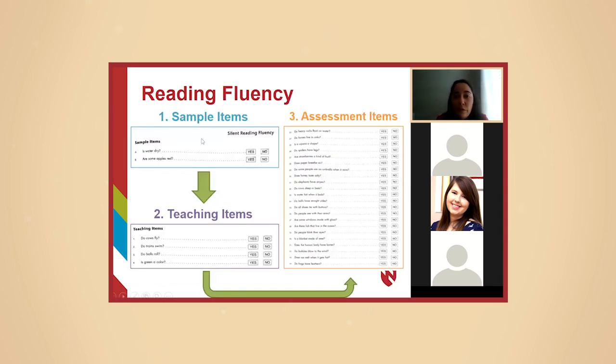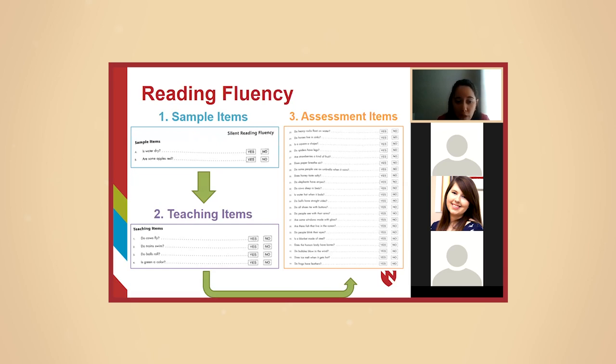So this is reading fluency. For reading fluency, there are sample items. Before we start the fluency test, I want to know if they know how to do it. For example, here I say, is water dry? They will say no, and I mark a no there. And then I follow a script that I use for the sample items.